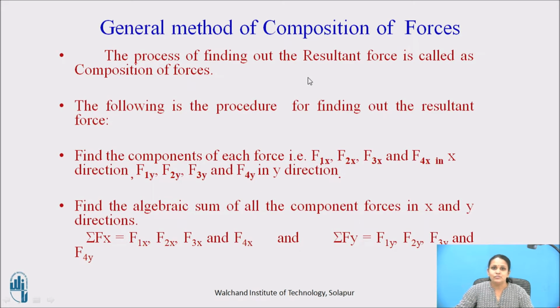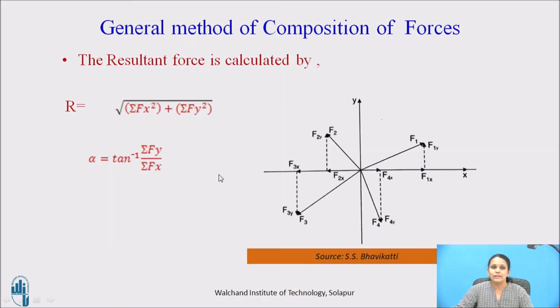The process of finding out the resultant force is nothing but the composition of forces. As I told, first of all we have to find out the horizontal and vertical components of all forces in x and y direction. Afterwards we have to consider the sum of horizontal components and the sum of vertical components. And it will be kept in this formula, that is resultant R is equal to under root summation of Fx square plus summation of Fy square. So it is nothing but the magnitude of the resultant. Then the direction of the resultant is given by alpha is equal to tan inverse of summation Fy by summation Fx.